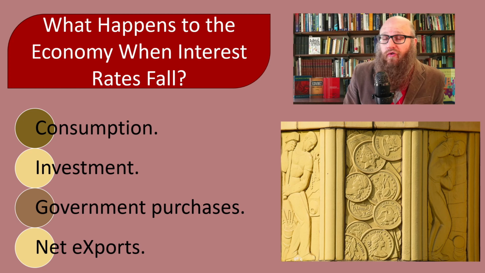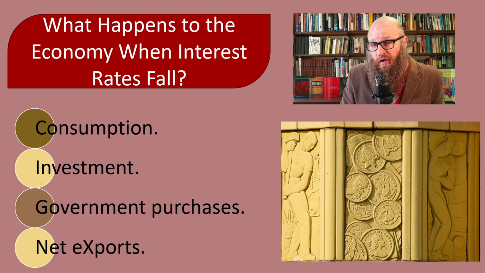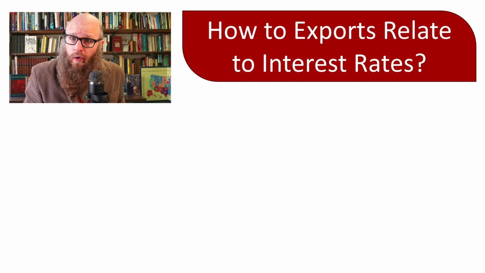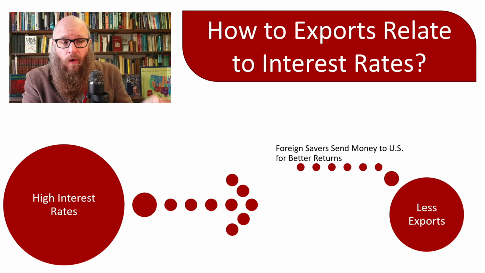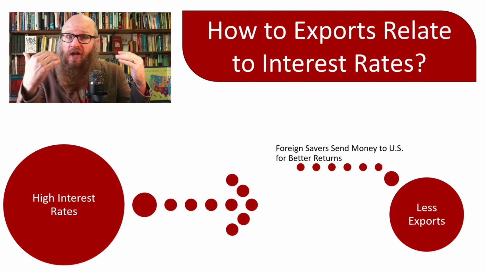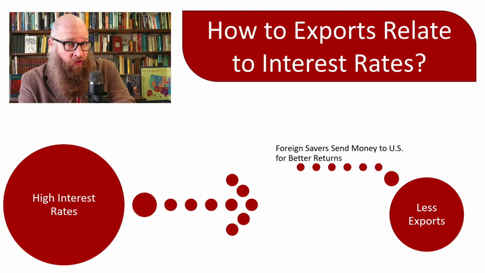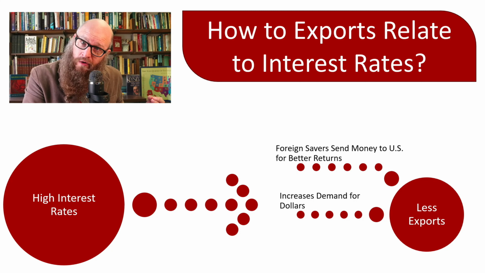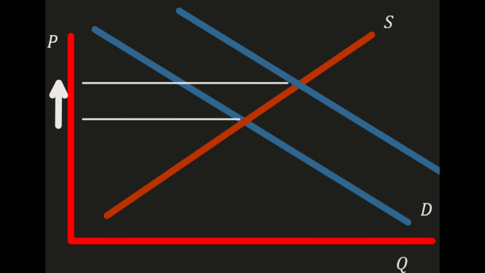And finally, the world too is sensitive to interest rates. Higher interest rates mean less net exports. The export story is a little more complicated, so let's go through it. When there are higher interest rates in your country, foreign savers will send money into the US to take advantage of those higher returns. This will increase the demand for dollars relative to other currencies, and when a demand curve shifts right, the price goes up.